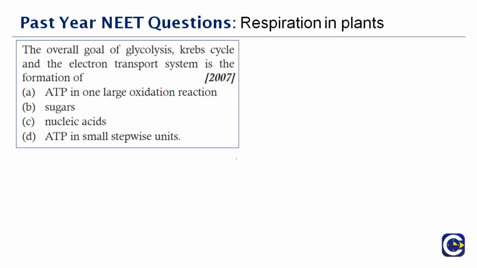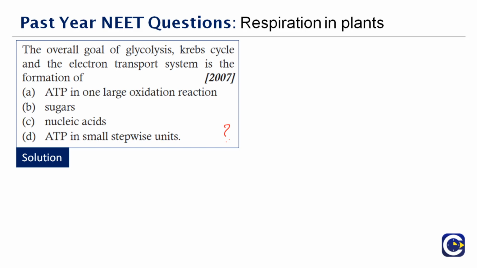Okay, next question here, which was asked in the year 2007. The overall goal of glycolysis, Krebs cycle and electron transport system is the formation of dash. I think this is a very easy question for you to answer, right? We all know any cycle or any process that takes place in our body will synthesize ATP. They are all metabolic pathways that happen in a living cell, which provides ATP, the energy currency of any living cell. So here you have two things. It is normally not sugars or nucleic acids.